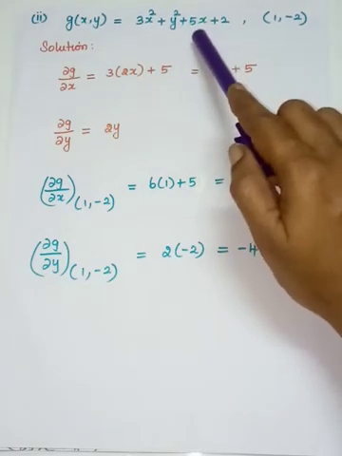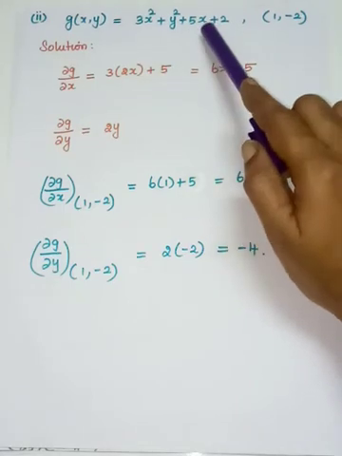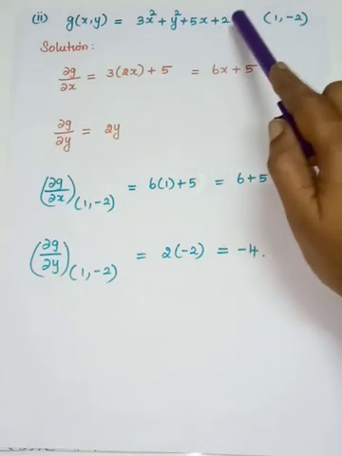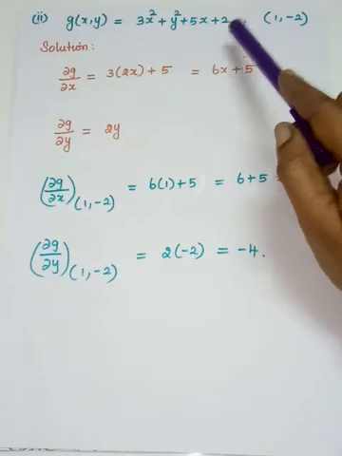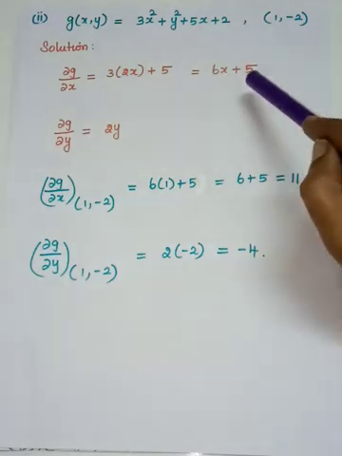And go for 5x. If you differentiate, 5 is a constant, x differentiation is 1, and plus 2 is a constant whose differentiation is 0. So your answer is 6x plus 5.